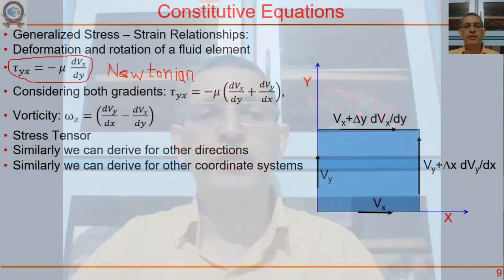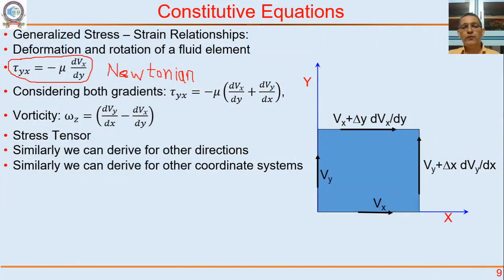Now imagine that both things are there. Vx as a function of y is also there, and Vy as a function of x also is there, right? So what we are saying is, if I take this fluid element, at this location there is Vx, at this location there is a slightly different Vx. It is given by Vx plus delta y multiplied by the gradient dVx by dy. There is Vy here. At this plane, the value is slightly different. It is Vy plus delta x multiplied by dVy by dx.